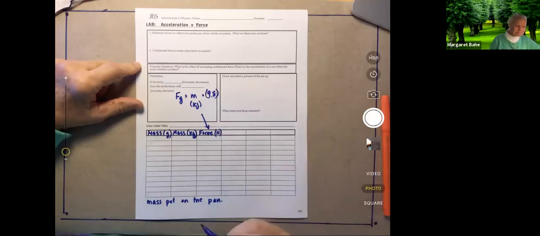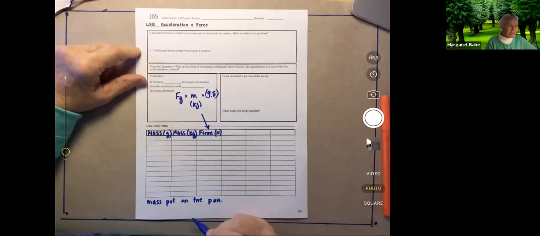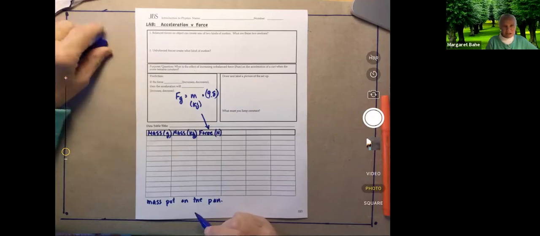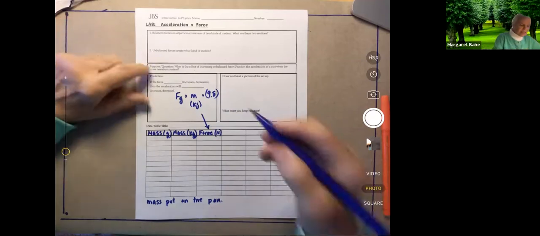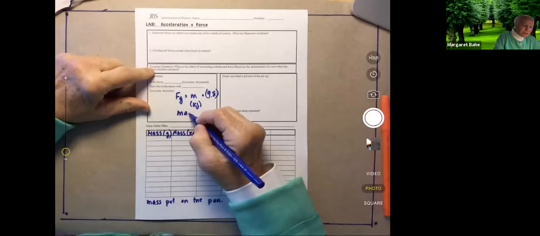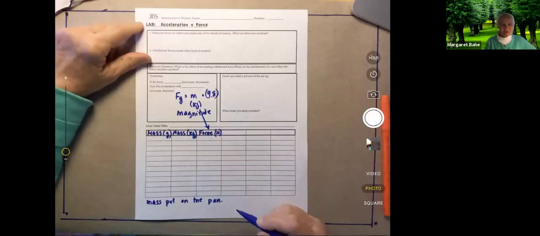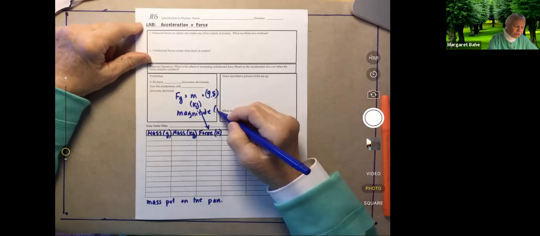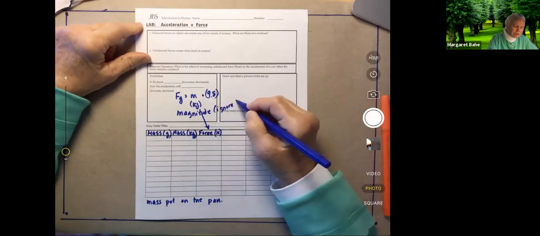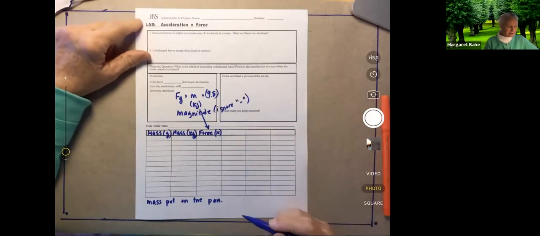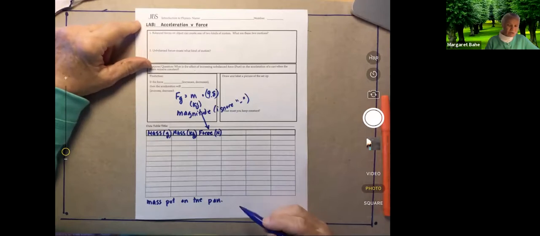Isn't it negative though? It is. And today we're going to ignore the sign. We know it's going down. We're just interested in the magnitude of that force and not the direction of the force. So we're going to ignore the negative part of it. Thanks for noting that.